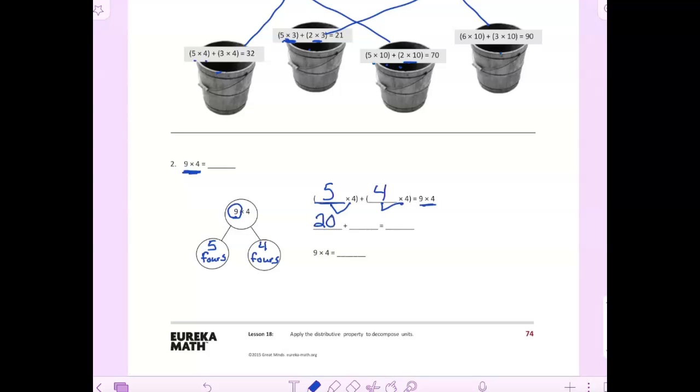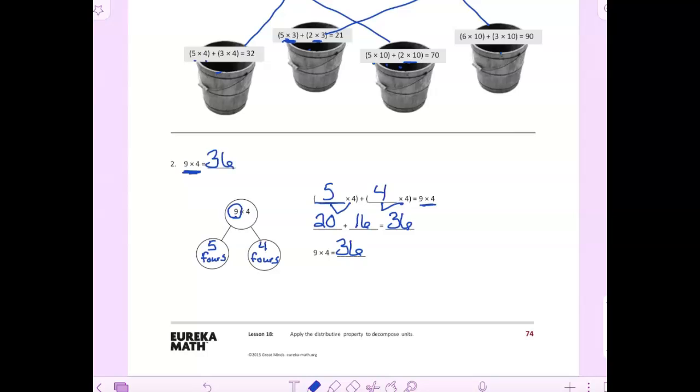And 4 times 4, I don't really remember what that is, so I'm going to skip count until I have 4 fingers up, and I'm going to skip count by 4s. 4, 8, 12, 16. So that is 16. 20 plus 16 equals 36. So 9 times 4 equals 36.